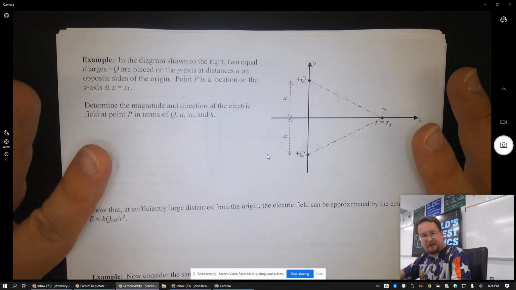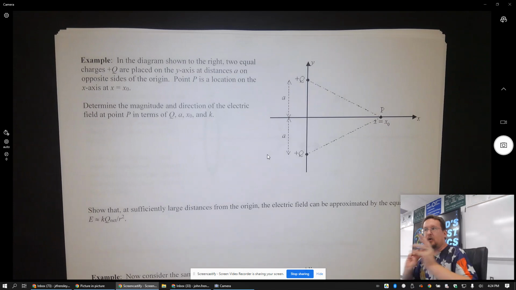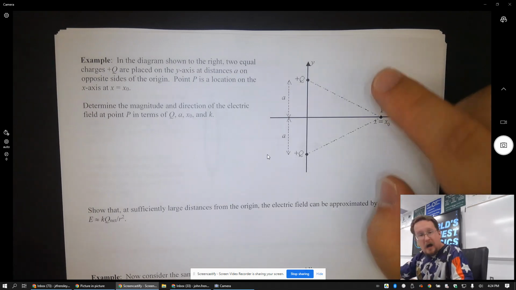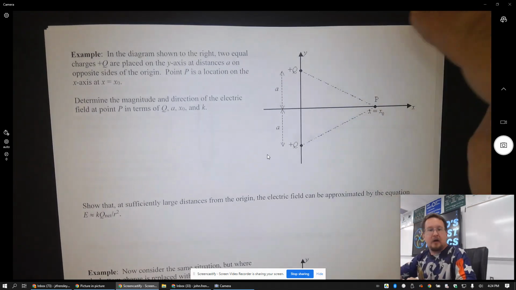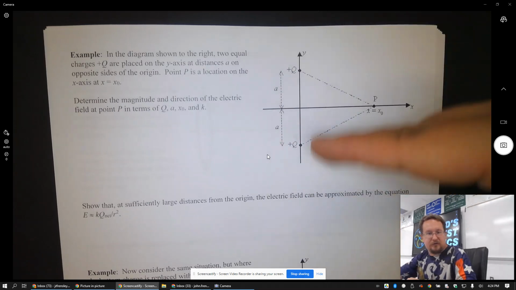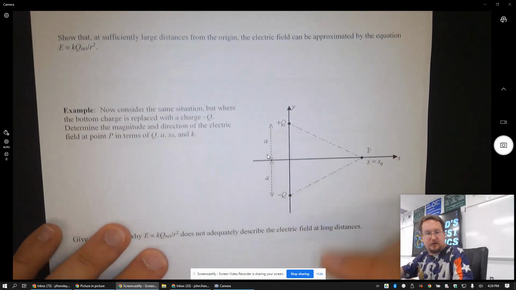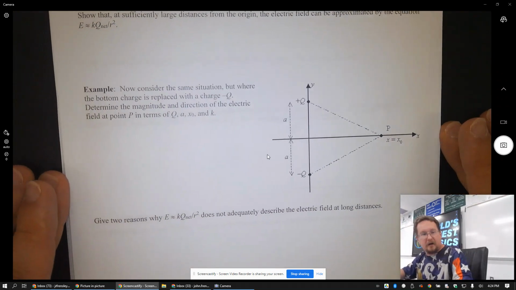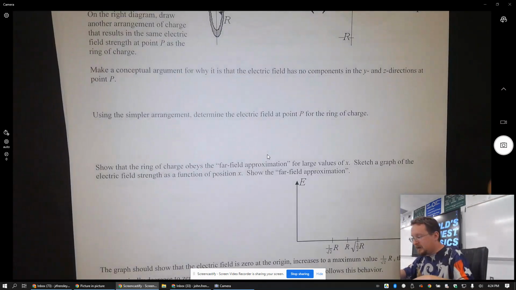So this is in the middle of my notes here. I'm just kind of showing you what comes before this, so I'm not going to work the whole thing out. I'm going to talk to students about finding the electric field from two charges with this x-axis symmetry, and then two opposite charges. Nothing really special there.